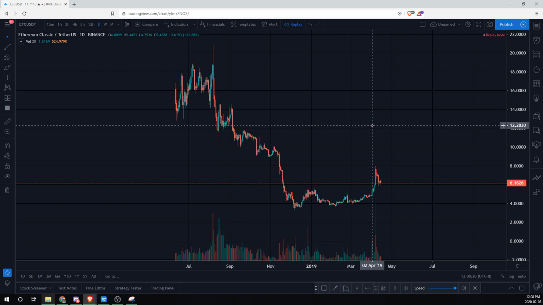So we're not going to be using the daily, we'll be using the smaller time frames to pinpoint exactly where we want to be entering and exiting within the market. So without further ado, let's get started on this week's pair, ETC paired with USDT.